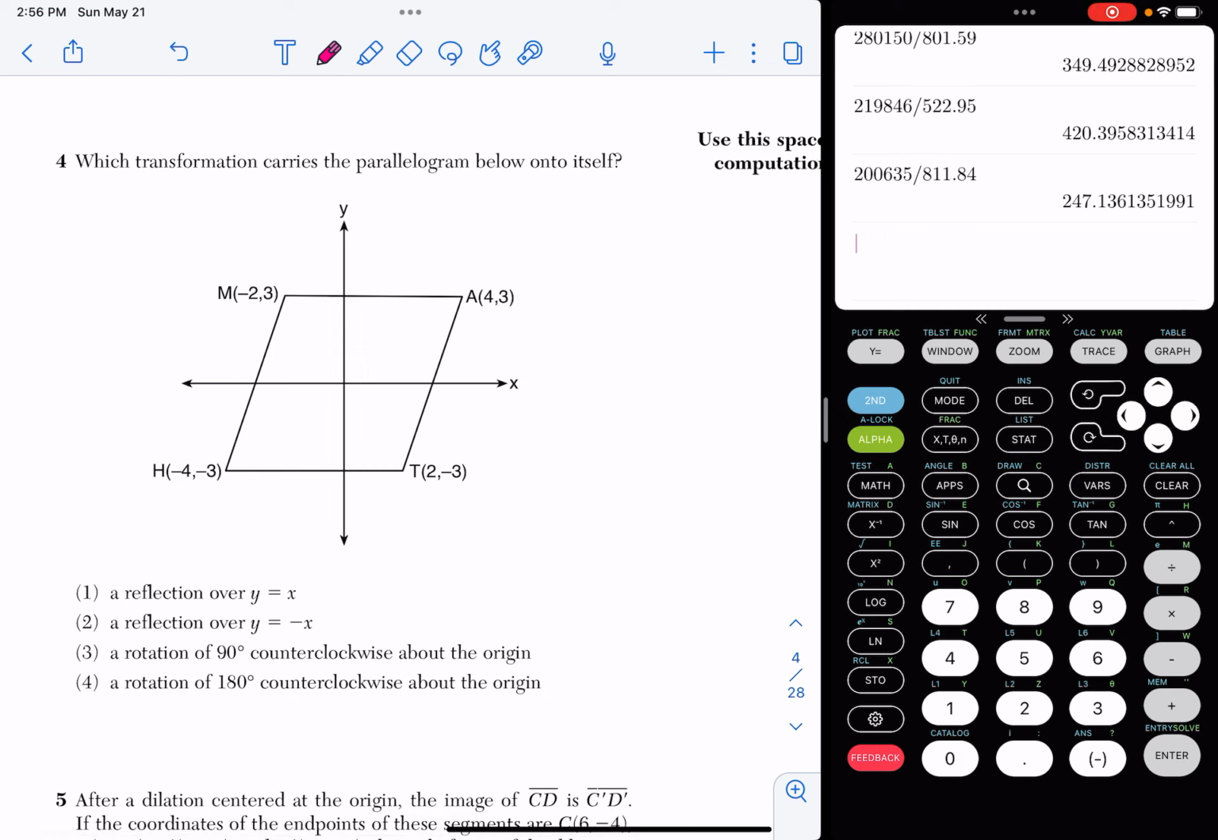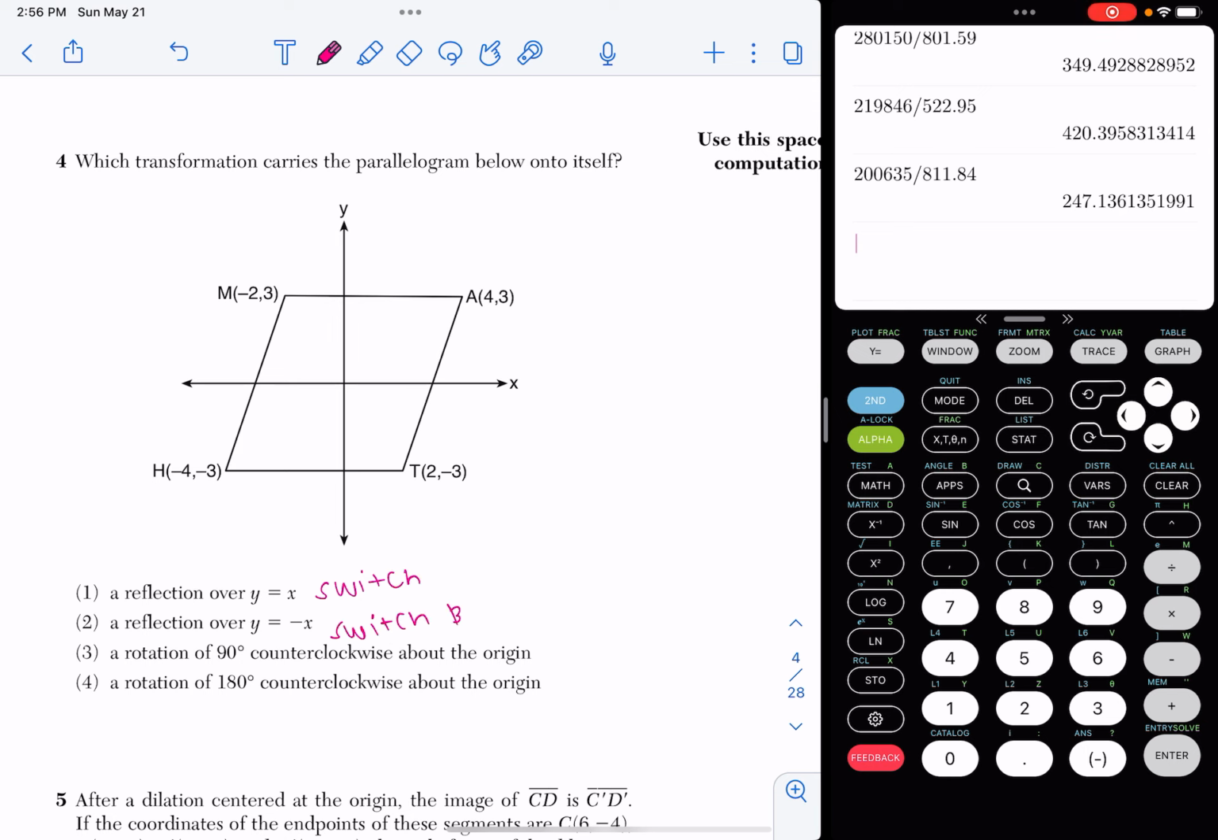Number 4, which transformation carries the parallelogram below onto itself? So when it's carrying onto itself, it's going to land right back onto the pre-existing shape. So choice 1, reflection over y equals x. If you know your shortcut rules for your transformations, you could also use that here. So reflection over y equals x would be that you switch the coordinates. I'll jot these all down first and then explain.